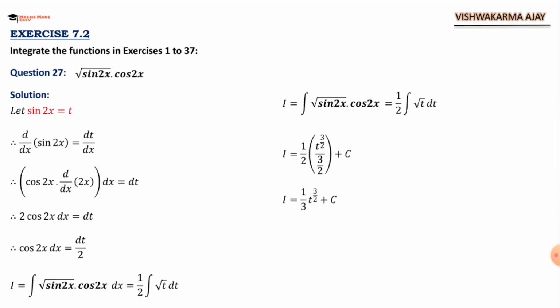Root of t can be written as t to the power 1 by 2. And then apply the integral: 1 by 2 plus 1 is 3 by 2, whole divided by 1 by 2 plus 1, that is 3 by 2. This 2 and 2 get cancelled. We have 1 upon 3 times t to the power 3 by 2 plus c. Let's resubstitute the value of t. The integral is 1 upon 3 sine 2x to the power 3 by 2 plus c.